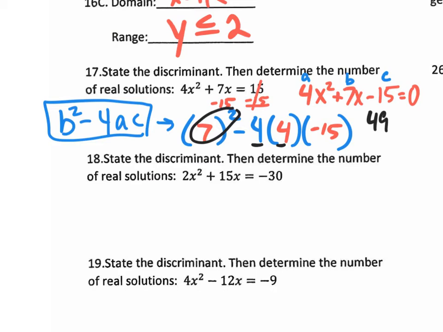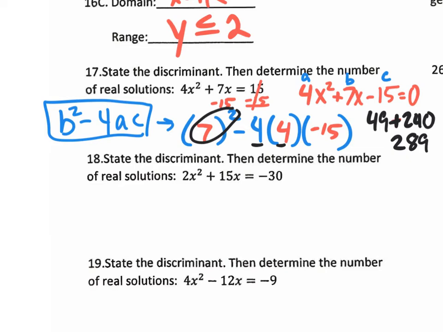16 times 15 is 240. Now this is positive 240 or negative 240? Positive. Because a negative times a negative is a positive, so plus 240. So what is 49 plus 240? It's 289. Okay, so the discriminant is 289. If I were doing the quadratic formula, I would end up with the number positive 289 inside the square root.